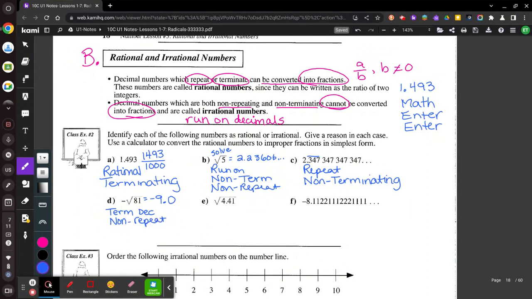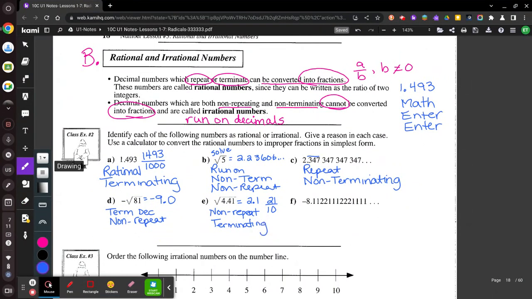Let's look at the next one. This is going to give me 2.1, which can be put into a fraction as 21/10. So this is non-repeating, and it's terminating.